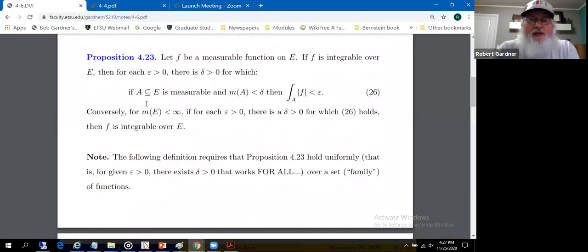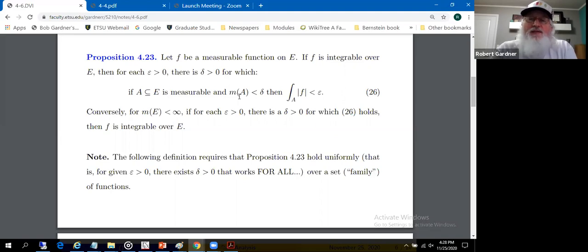Okay, we're going to become enamored with this condition. This is related to the uniformly integrable that was mentioned in the title of the section. So the following definition requires that this condition 26 hold uniformly. That is, for any epsilon greater than 0, there's a delta that works for all. When you hear uniformly, it's for all. It's going to hold for all functions in some set. The book's going to use the term family instead of set. I don't know why they do that.